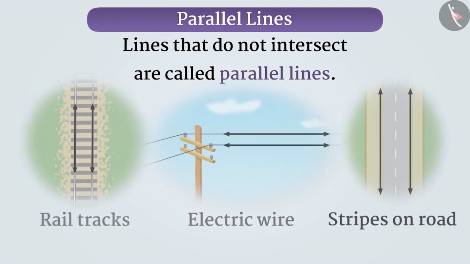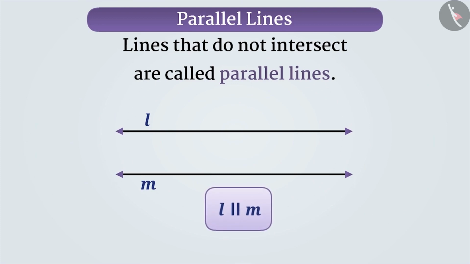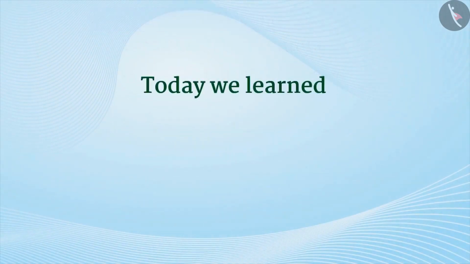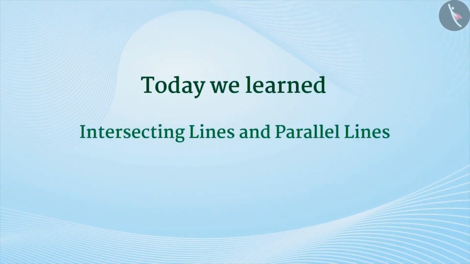When two lines are parallel, we denote it as shown. And remember that the distance between the two parallel lines is always the same. So today we learned intersecting lines and parallel lines. In the next video, we will solve examples related to these.